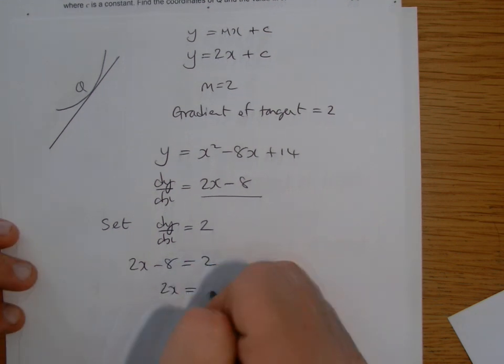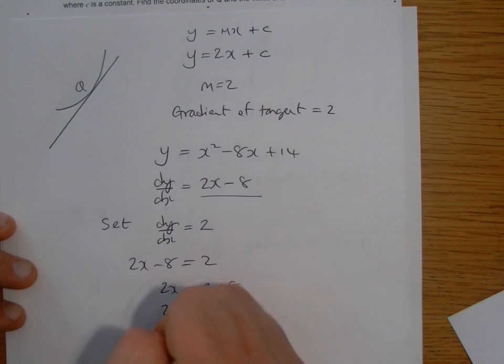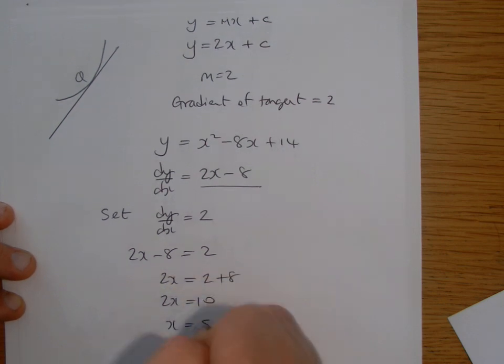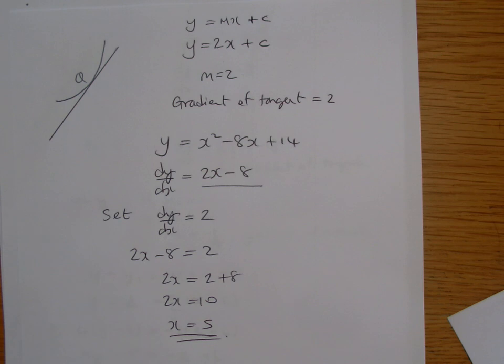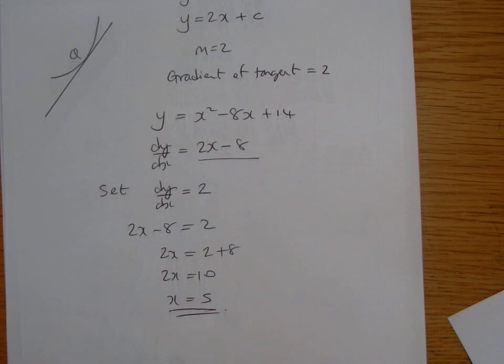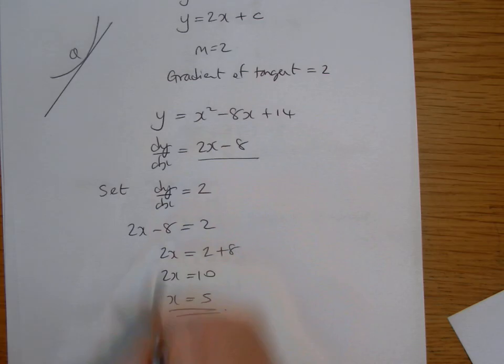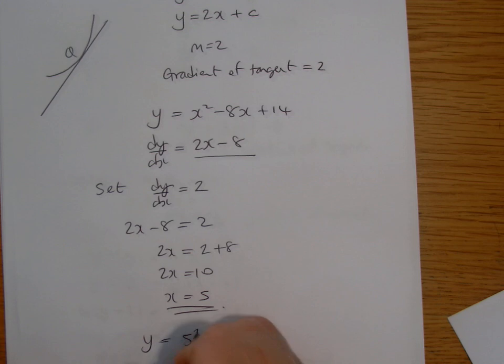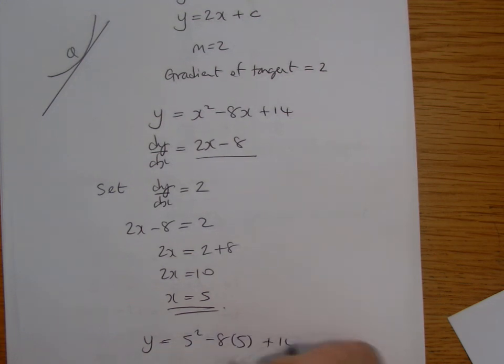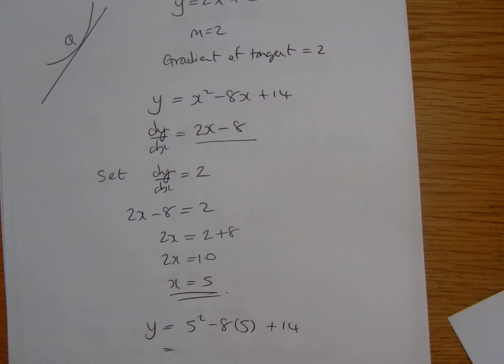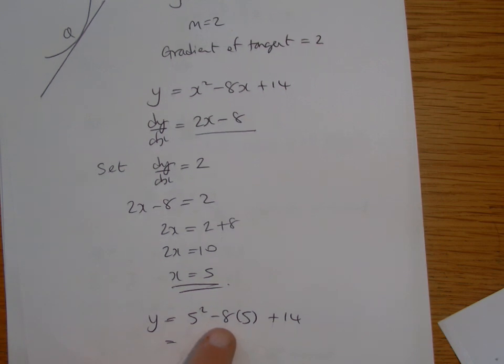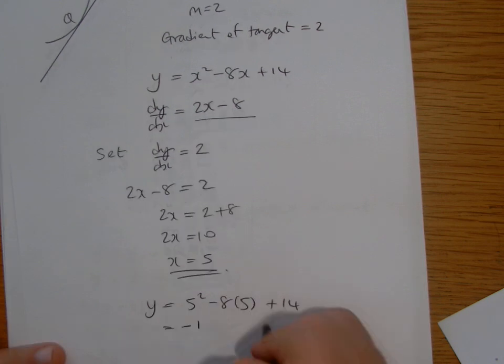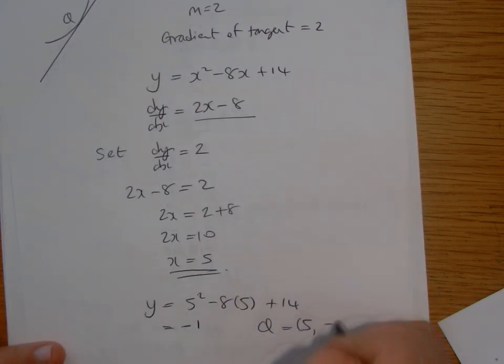So 2x minus 8 is 2, so 2x is equal to 10, so x will equal 5. Okay, so we've got my x coordinate, 5. We can easily work out the y coordinate by subbing it in. So y equals 5 squared minus 8 times 5 plus 14. Okay, so we've got 25, take away 40 is minus 15, add 14 is minus 1. So Q is equal to (5, minus 1).